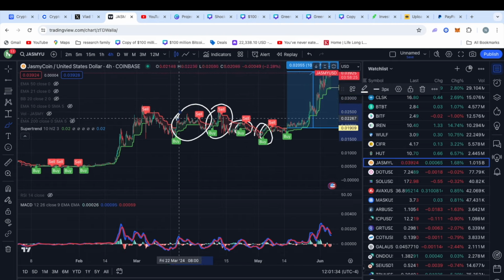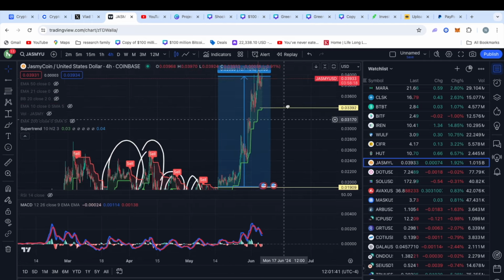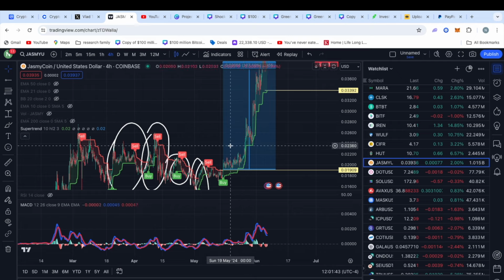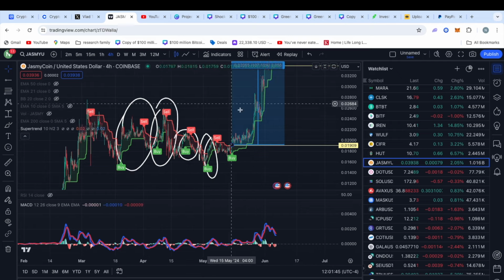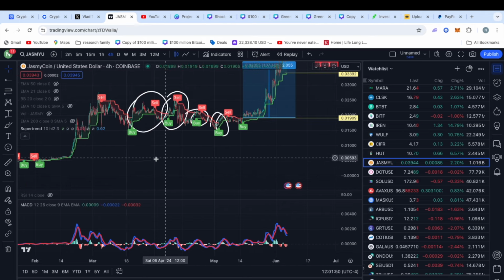But small losses, and you get a big move. Take advantage of opportunities like this. Don't let opportunities like this get away from you.